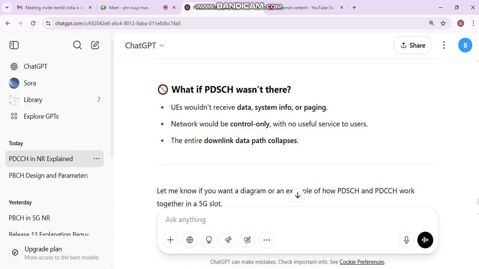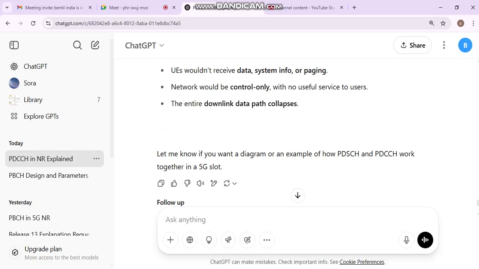UEs wouldn't receive data, system info or paging. The network would be control only, with no useful service to users. The entire downlink data path collapses.